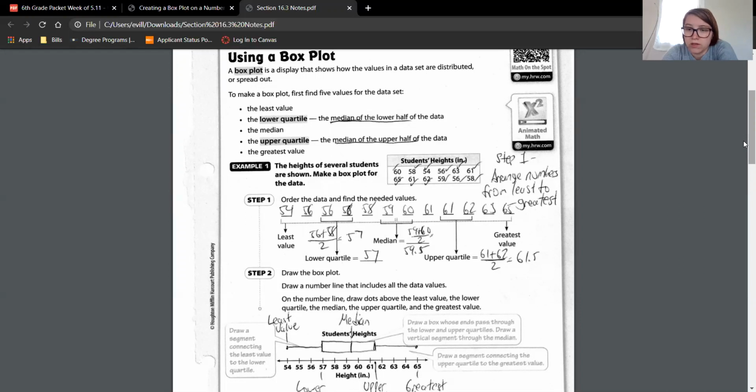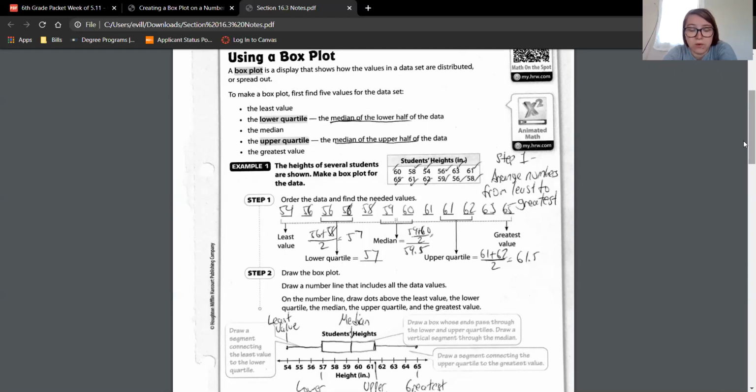So step 1, you need to arrange the numbers from least to greatest. The smallest is 54, then 56. There are 2 56s, then 58. There are 2 58s, then 59, then 60, 2 61s, 62, 63, 65. So those are in order from least to greatest. So your least value is 54, your greatest value is 65.